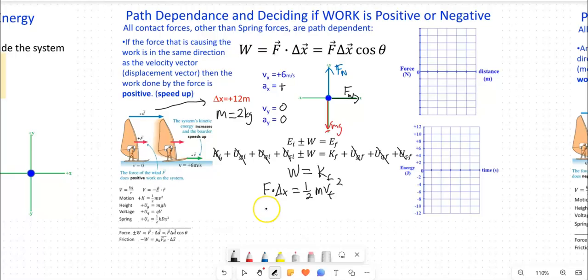Let's go ahead, the only thing we could solve for here is the force. So let's say you're asked to solve for the force. That means we have to divide both sides by that displacement. And this is the kinetic energy over delta x. Let's start plugging in our values. We've got 1/2 of 2 kilograms times 6 meters per second squared, and we're going to divide that by 12.